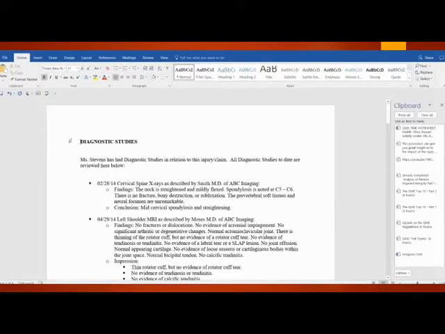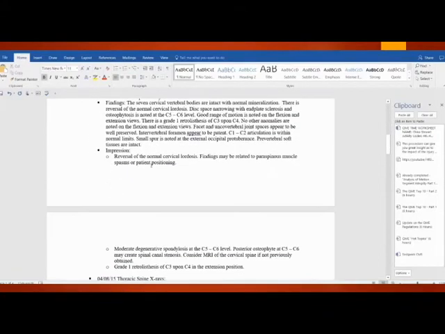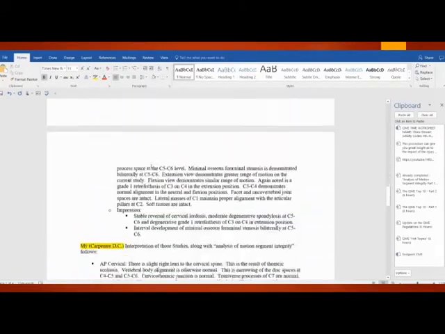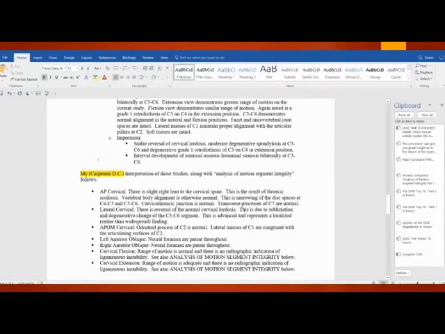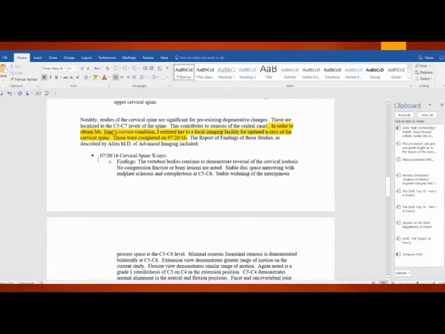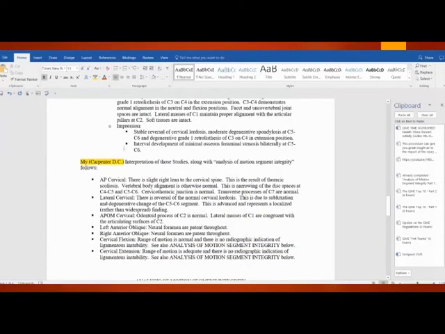Okay, so just to review, this is the actual section in our QME report, and it's entitled Diagnostic Studies. And here we list the findings of all of the diagnostic studies, including our own interpretation of the new diagnostic studies. But let's just see what the medical radiologist said about these diagnostic studies at the time that they were ordered. He concluded that there was a reversal of the cervical lordosis, and there was moderate degenerative spondylosis at C5, C6, and degenerative grade 1 retrolisthesis of C3 on C4.